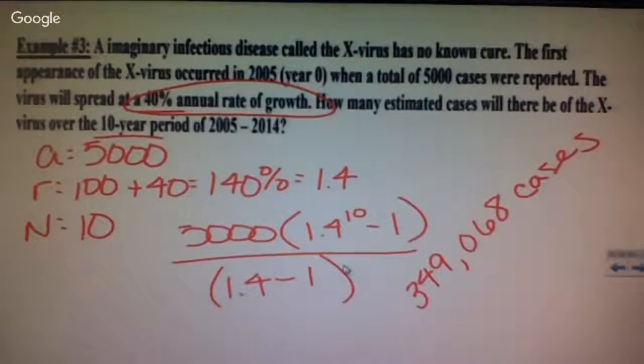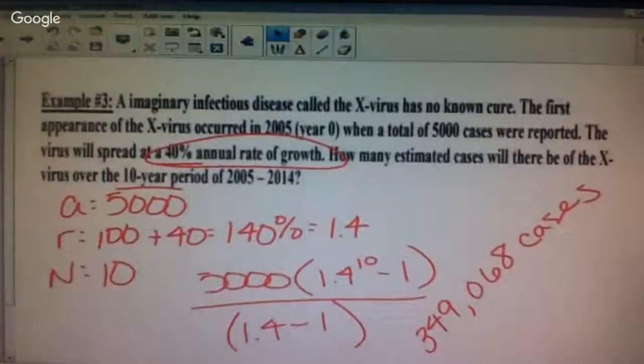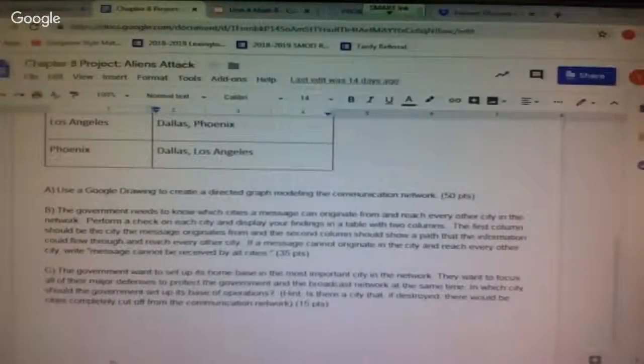Okay. You have on Canvas a 10.3 worksheet that goes over this. I don't remember if you can do all of it or just some of it. Really don't remember. Let me figure it out.